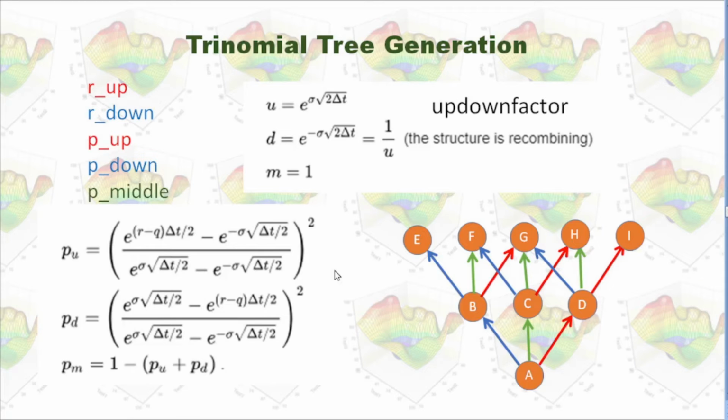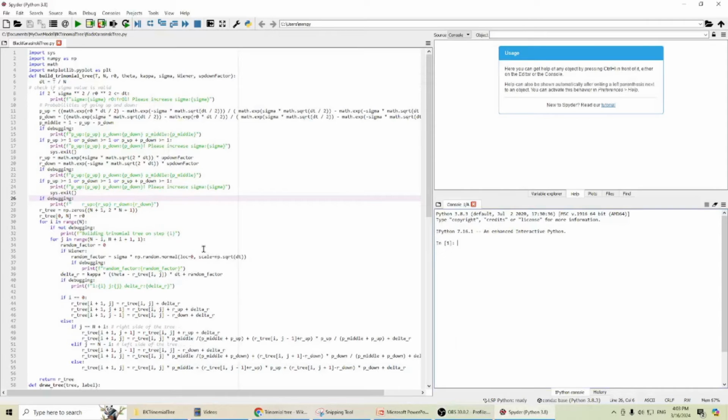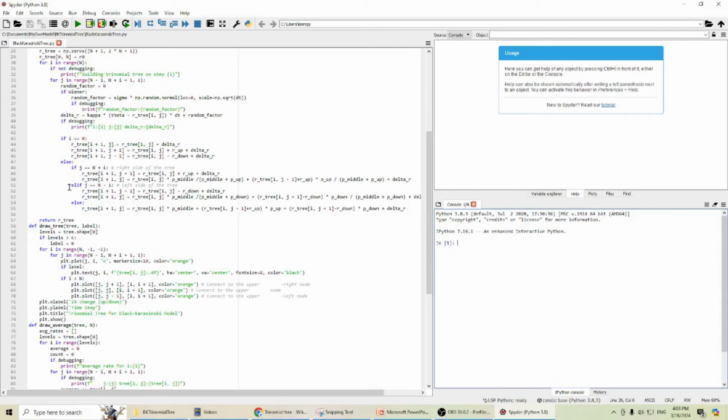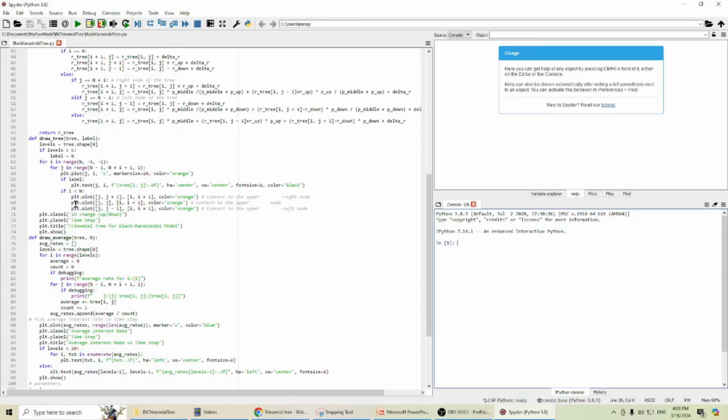Now let's go to Python to see how I implemented that trinomial tree. Okay, this is the Python model I wrote in order to implement this trinomial tree for the Black Karasinski model. You can see I built the trinomial tree here, and I can draw the tree.